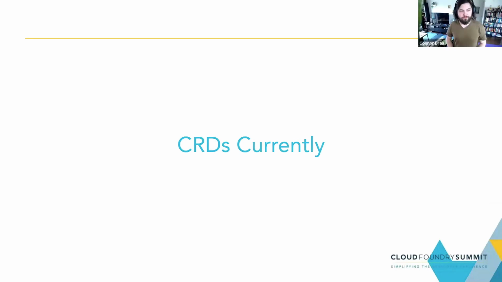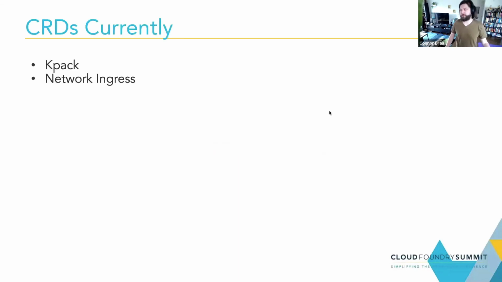So today, and in early versions of CF for K8s, we are already utilizing CRDs in several ways, as we've been over. Particularly for builds, kpack has images, custom builders, and builds. And for network ingress, routes do a great job of representing what we can and cannot route traffic to.